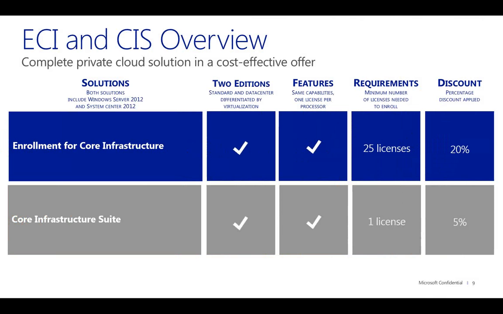So as we said, you've got the Core Infrastructure Suite, which is the one across the bottom, which is where most people will see their license purchase if they want to go down this route. For those of you who have large implementations, you can get a better discount off Microsoft by buying the enrollment for Core Infrastructure, which again combines the Windows Server and System Center licenses into a single line item. However, there is a minimum purchase, and that minimum purchase is 25 licenses. So again, you would need a reasonably sized infrastructure in order for that one to be the appropriate solution for you.